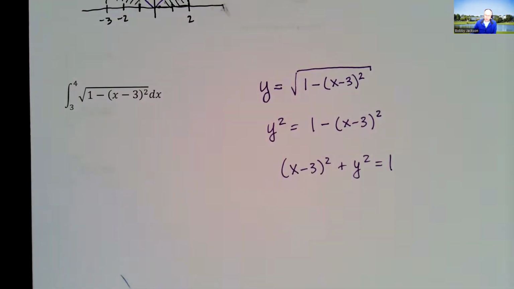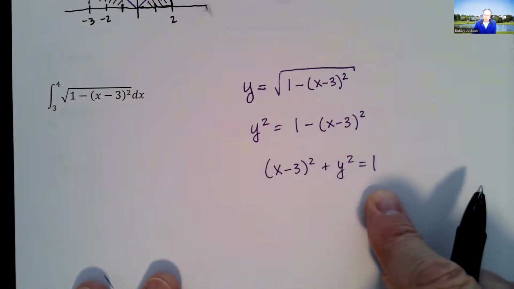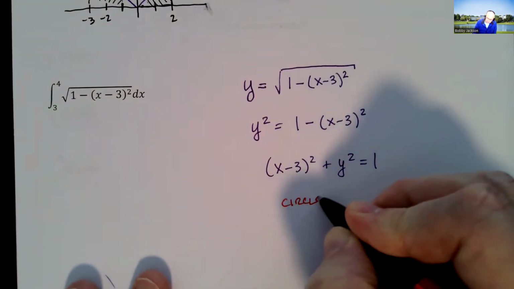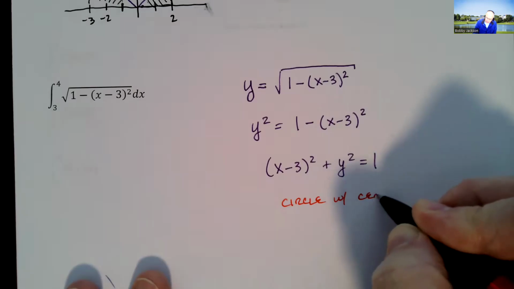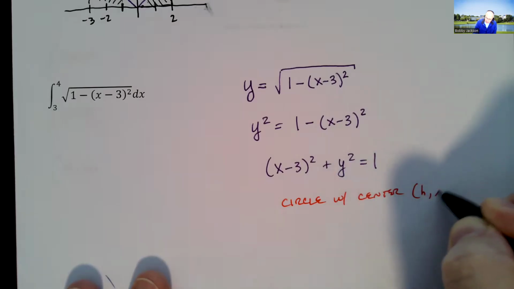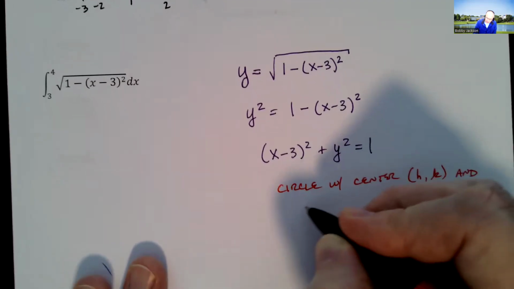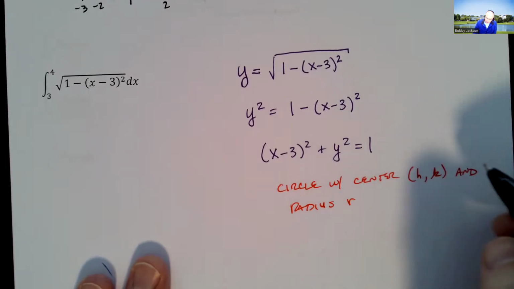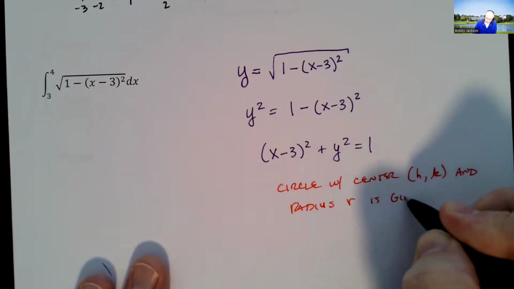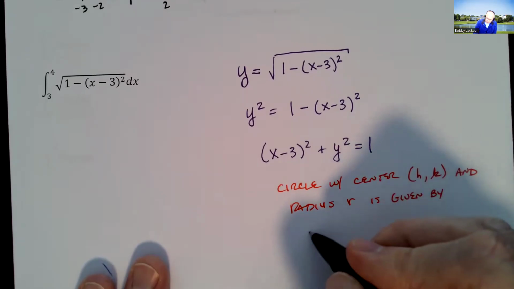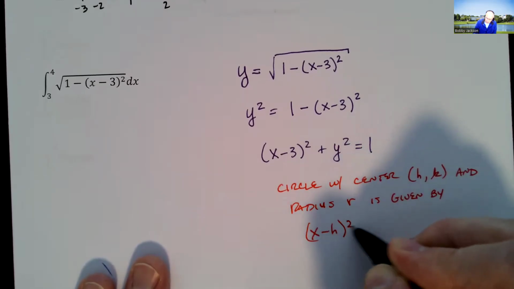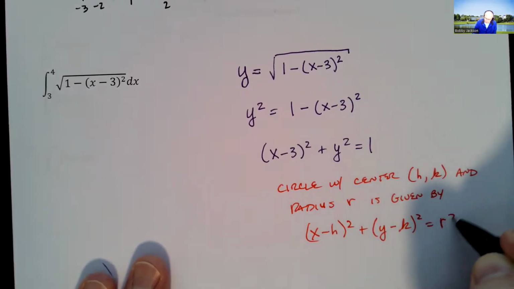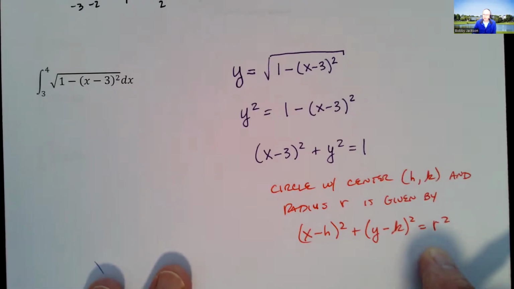And so what is this the equation of? Well, you should recognize that this is the equation of a circle. In general, a circle with center at (h, k) and radius r is given by this equation. This is the standard form for the equation of a circle, right? So you should remember that.